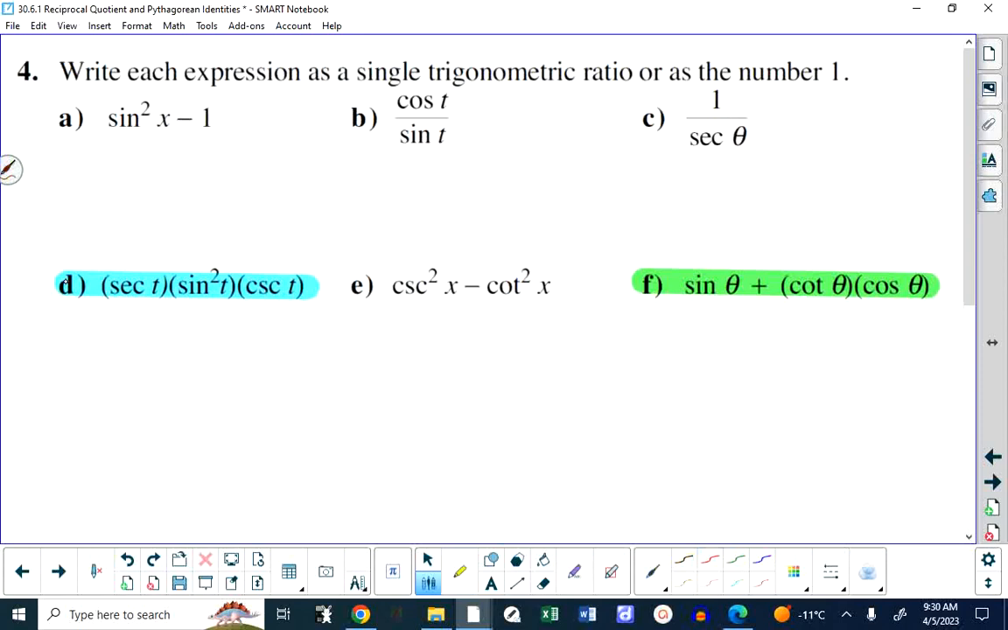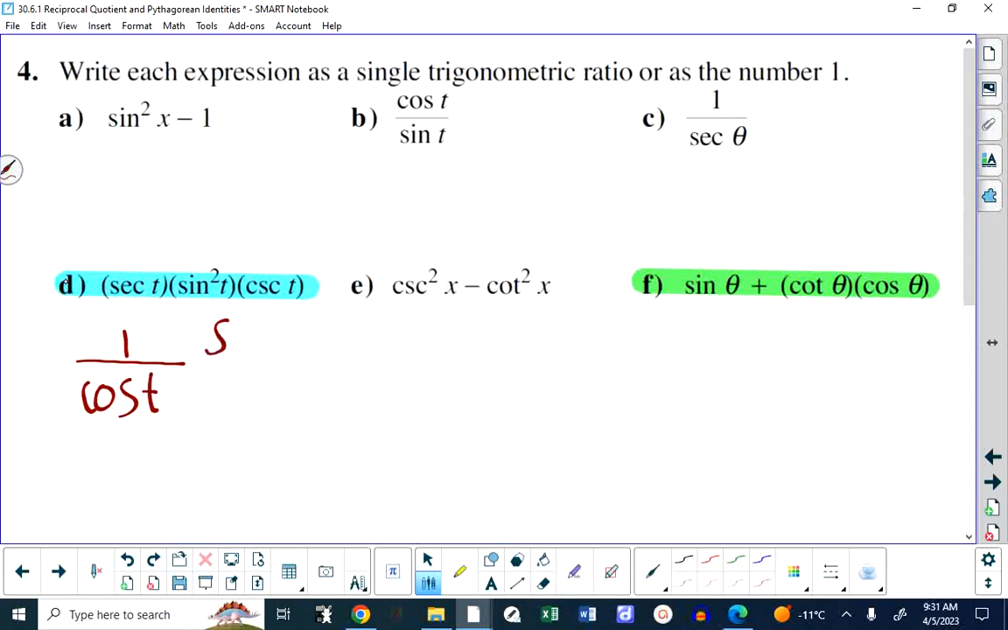Let's start with the idea that I can write everything in terms of sines and cosines. So I should know by now that secant of a rotation angle, or secant of a variable, I guess we can just say, is the reciprocal of cosine.